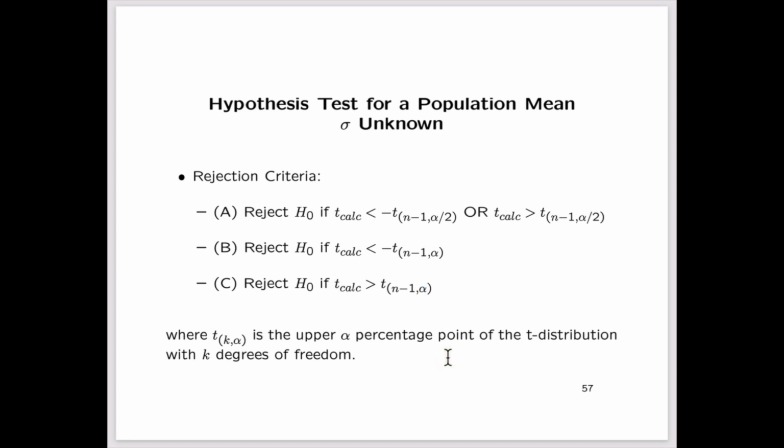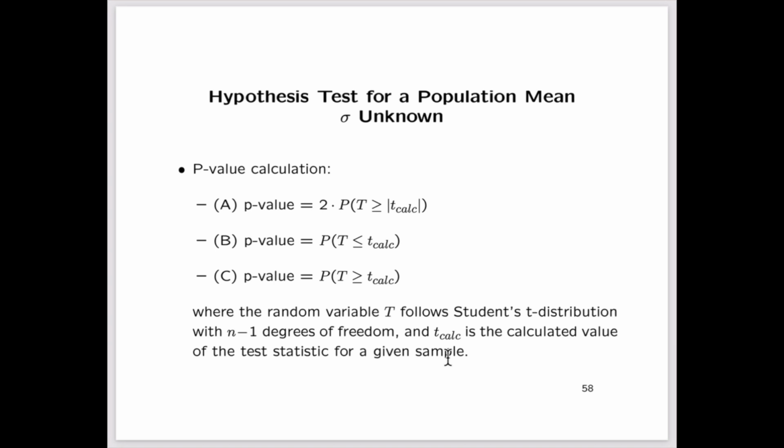And then the p-value. Instead of using the critical point and test statistic method, we could use the p-value method for drawing conclusions. So these are the formulas for calculating p-values in the situation when we don't know the population standard deviation. And these look very similar to the formulas for the p-values for the z-test. The only difference is that now we're dealing with a t-random variable rather than the standard normal random variable.